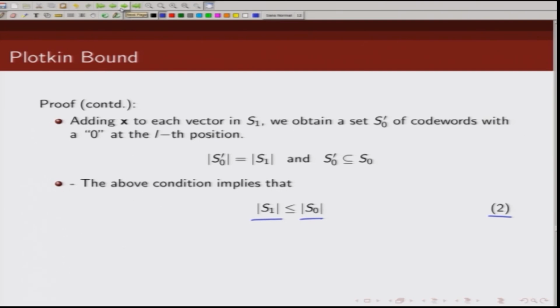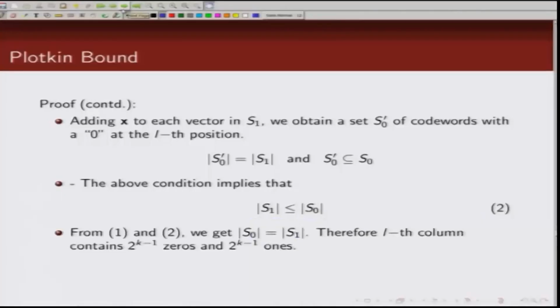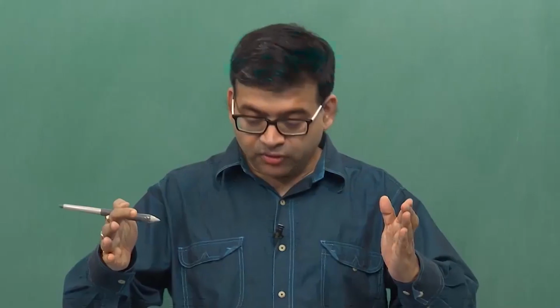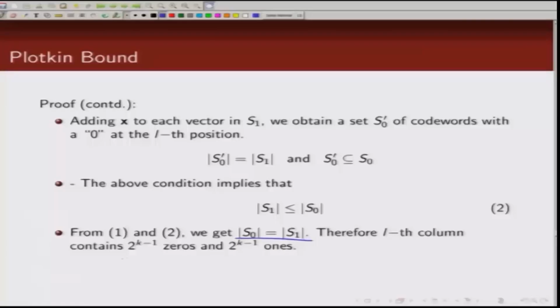Now, these two conditions will be simultaneously satisfied only if both are same. So, from 1 and 2 we can conclude that the number of code words that have 0 at the lth location is the same as the number of code words which have 1 at the lth location. So, then you have a 2^k cross n array. Half of them are zeros and half of them are ones. So each column will have 2^(k-1) zeros and 2^(k-1) ones.